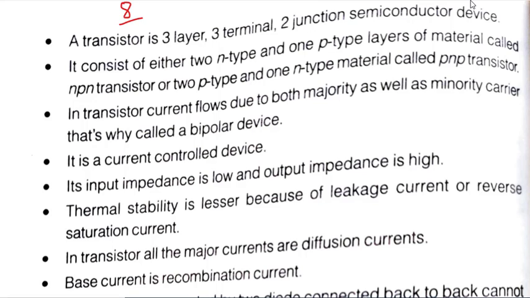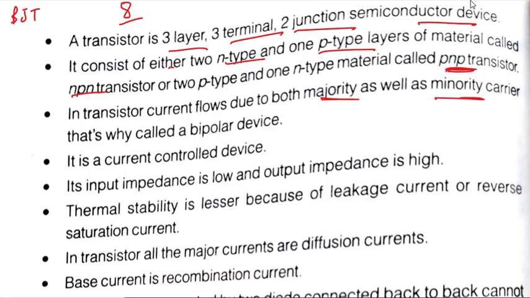So first of all, a transistor is a three terminal, two junction semiconductor device. The three terminals are base, emitter and collector. Two junctions are there. It consists of either two n-type and one p-type layer, called an NPN transistor, or it can be a PNP transistor. In a transistor, current flows due to majority as well as minority carriers. That's why the full form of BJT is bipolar junction transistor.